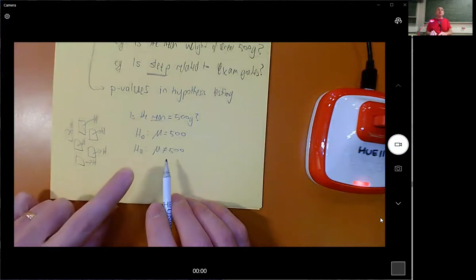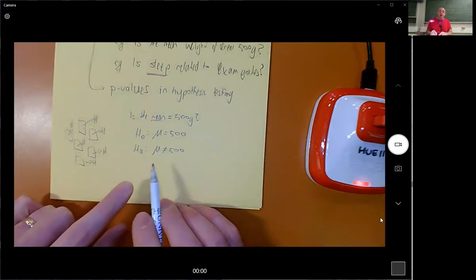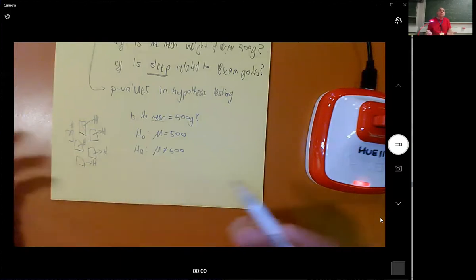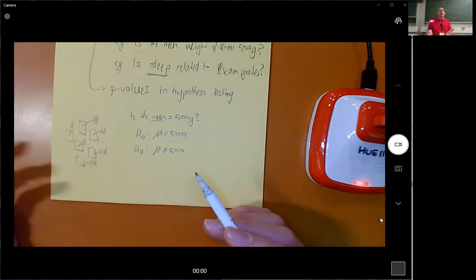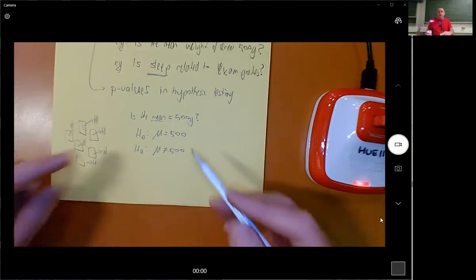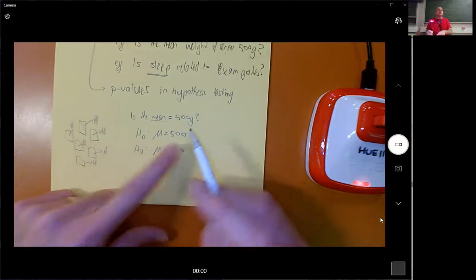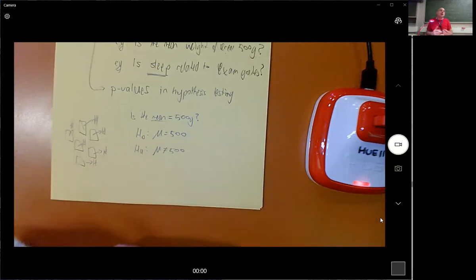And I'm going to have to do calculations with numbers in them, and I can't use all the numbers that aren't 500 in my calculations because there's infinitely many of them. My calculations have to be based on a single number, and so my null hypothesis has to go with being a single number. So it doesn't always go with no, it just goes with whichever one is a single number. Yeah, whichever one only has one way to be, that's the null hypothesis.